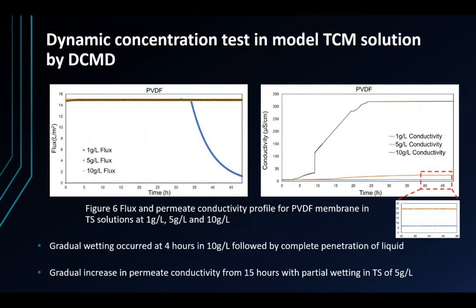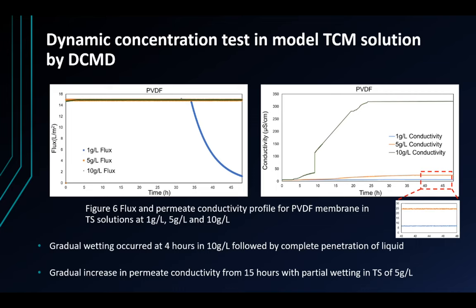Then we conducted a series of dynamic concentration tests in TS solution at a concentration of 1, 5, and 10 grams per liter. We found that gradual wetting happened at 4 hours in the highest concentration, and the permeate conductivity slowly increased to the same value as the feed solution. We suspected a complete wetting at the end of the experiment. In the test of 5 grams per liter, gradual increase in permeate conductivity was observed from 15 hours onwards. However, the conductivity did not continue to rise up to the level of feed solution.